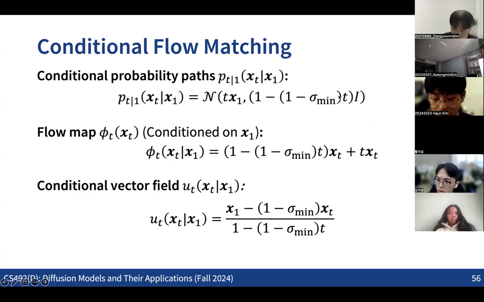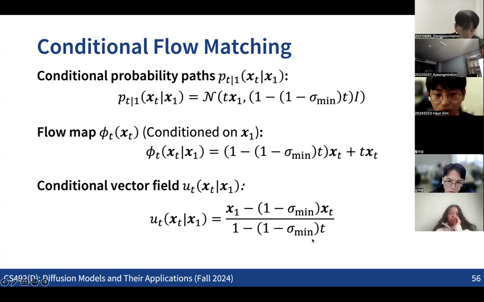Given this combination, we can calculate the conditional vector field and minimize the loss, while sampling xt through the push forward operation. That will be something that you will need to implement in assignment 7.